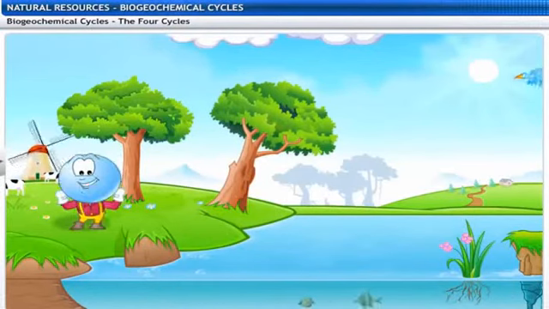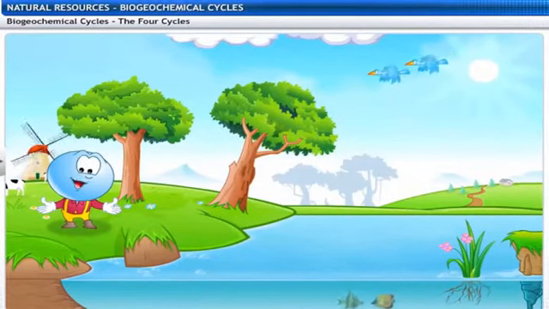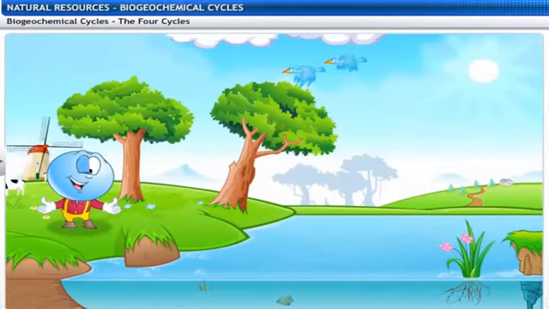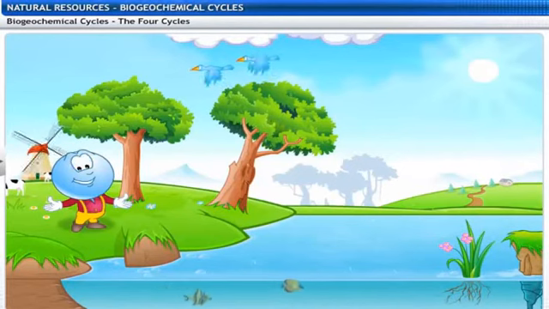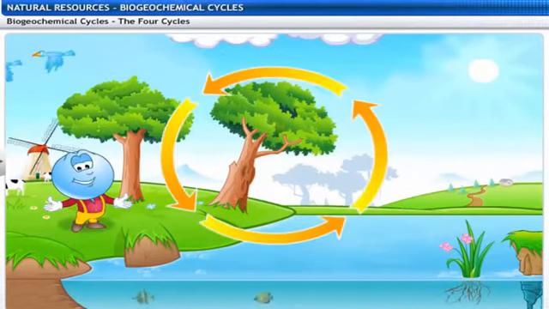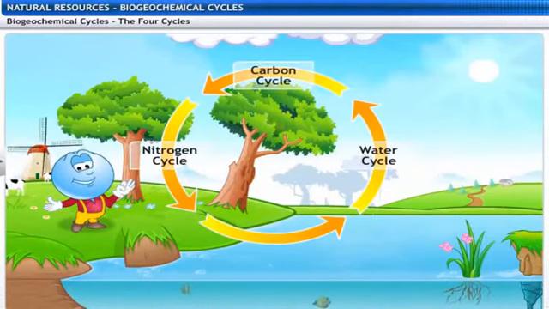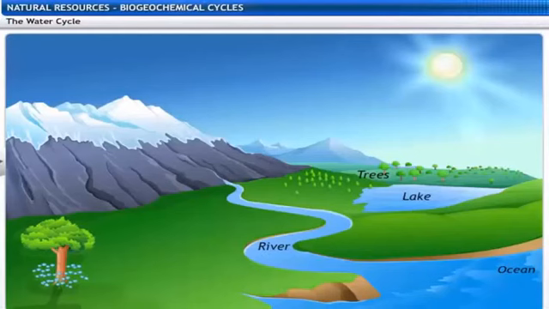Hi there, I'm Oxy. I shall join you on this journey to explore the different biogeochemical cycles. Do you know the 4 most important biogeochemical cycles? They are the water, nitrogen, carbon, and oxygen cycles.